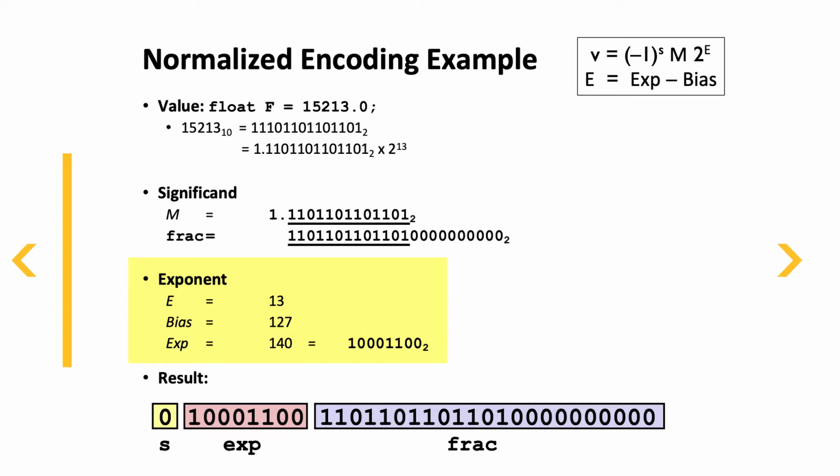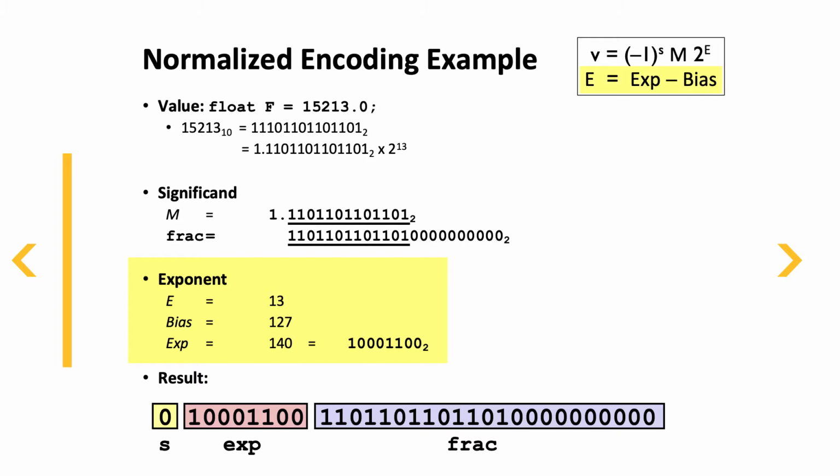Well, remember the bias is 2 to the k minus 1 minus 1, where k is the number of bits we have in our EXP field. For a single precision floating point, that's 8 bits. So 2 to the 8 minus 1 is 2 to the 7, which is 128. Subtract 1, we get 127. So we know what our bias is.